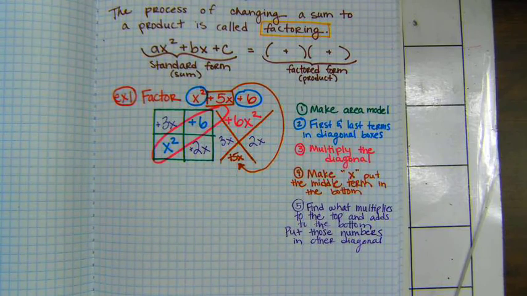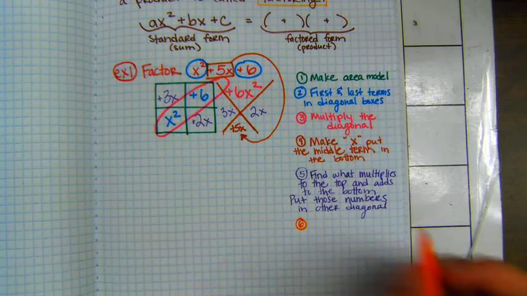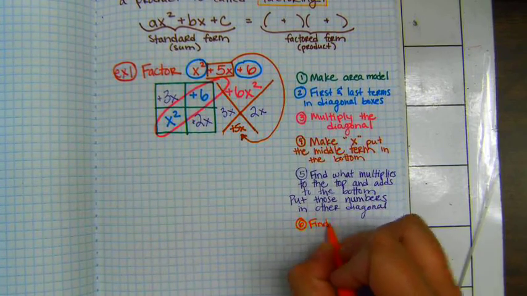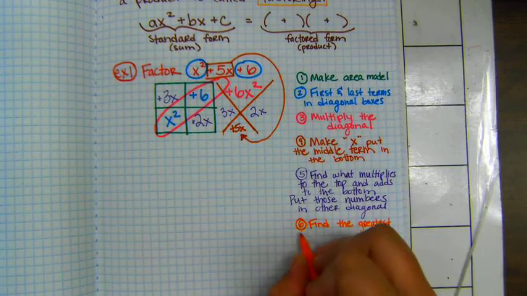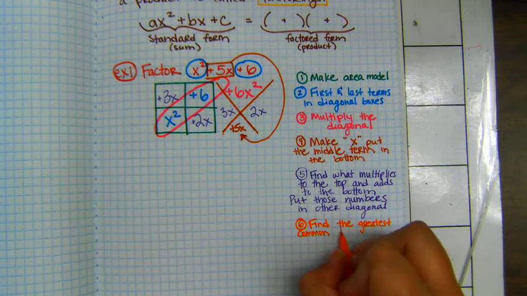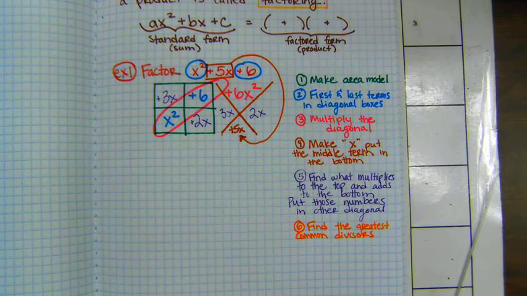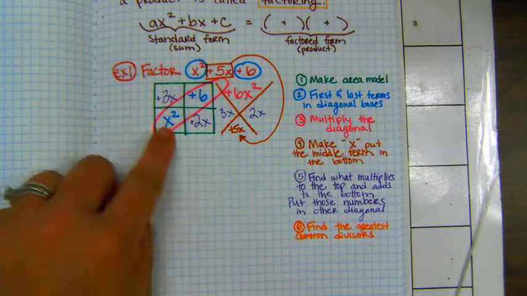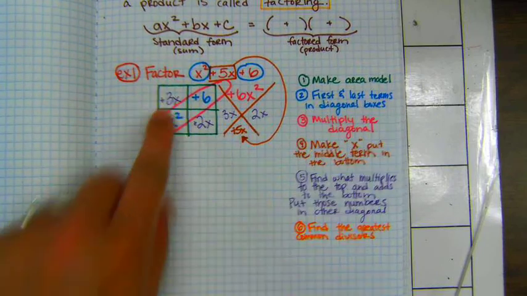And then our last step, step 6, is going to be to find the greatest common divisors. And what that means is you're going to look and you're going to see what the biggest number is that both the numbers go into. Okay, so let's look. We have x squared and we have 3x. X squared, 3x. What do they have in common? They have an x in common, so we're going to write an x right here.